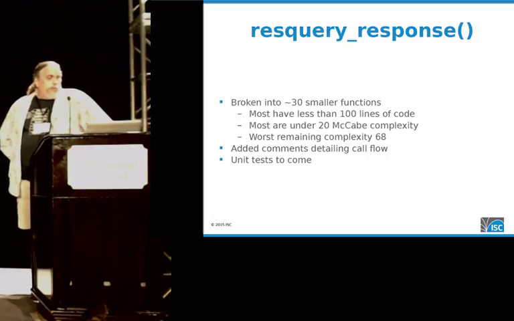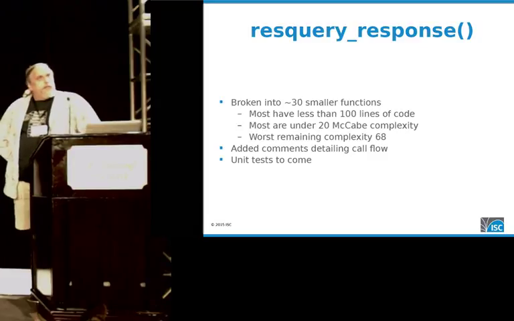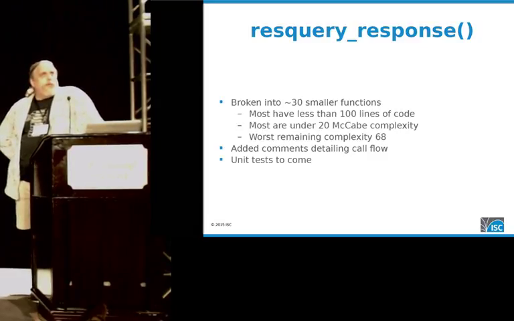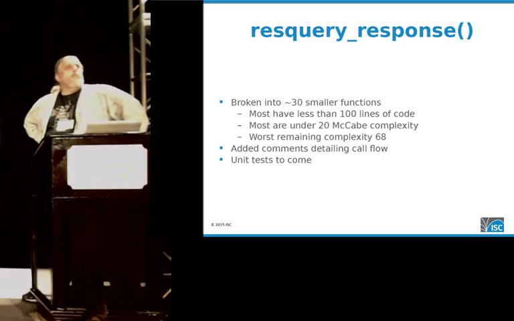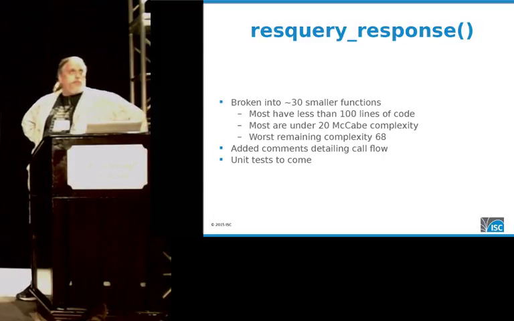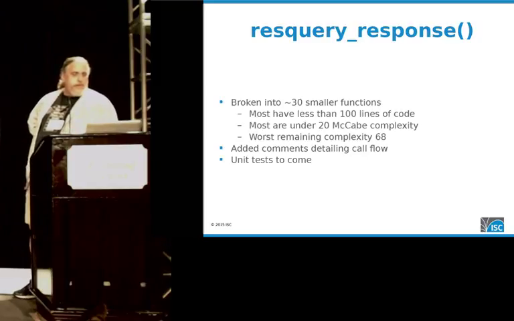The res query response function is now 30 functions. Most of them have less than 100 lines of code. Most are under 20 McCabe. The worst remaining complexity is in the 60s. It's been heavily commented to detail the call flow, so hopefully people who come on board on the project in the future will have less trouble than, for example, I did. Unit tests are going to be backfilled now that it's more feasible to do that, but so far we haven't had time to do that. That's going to be an ongoing process.